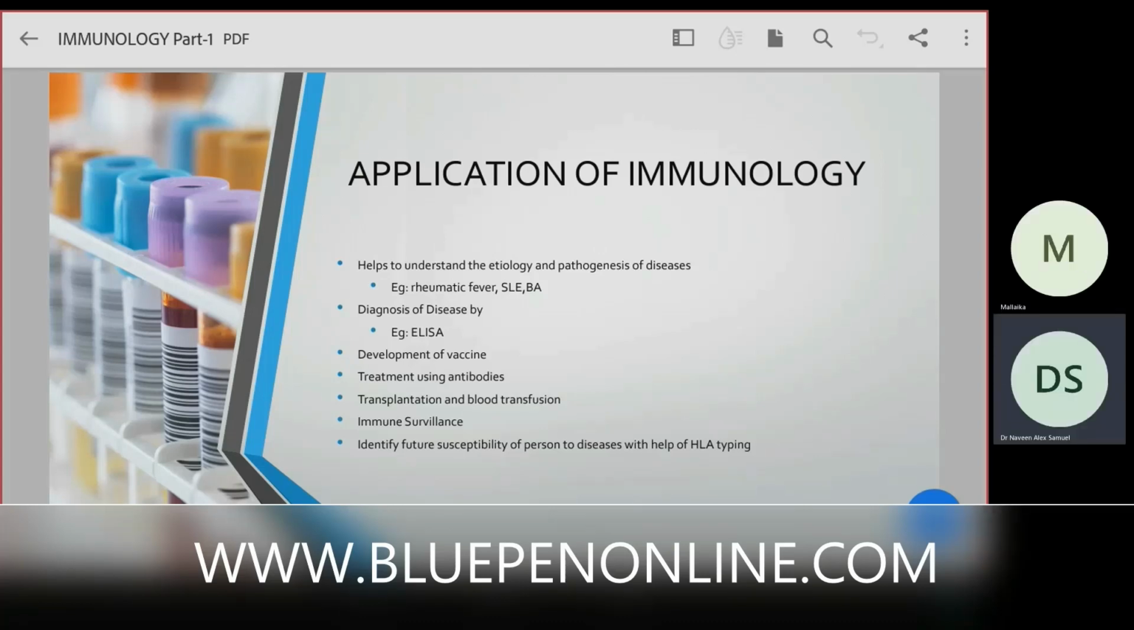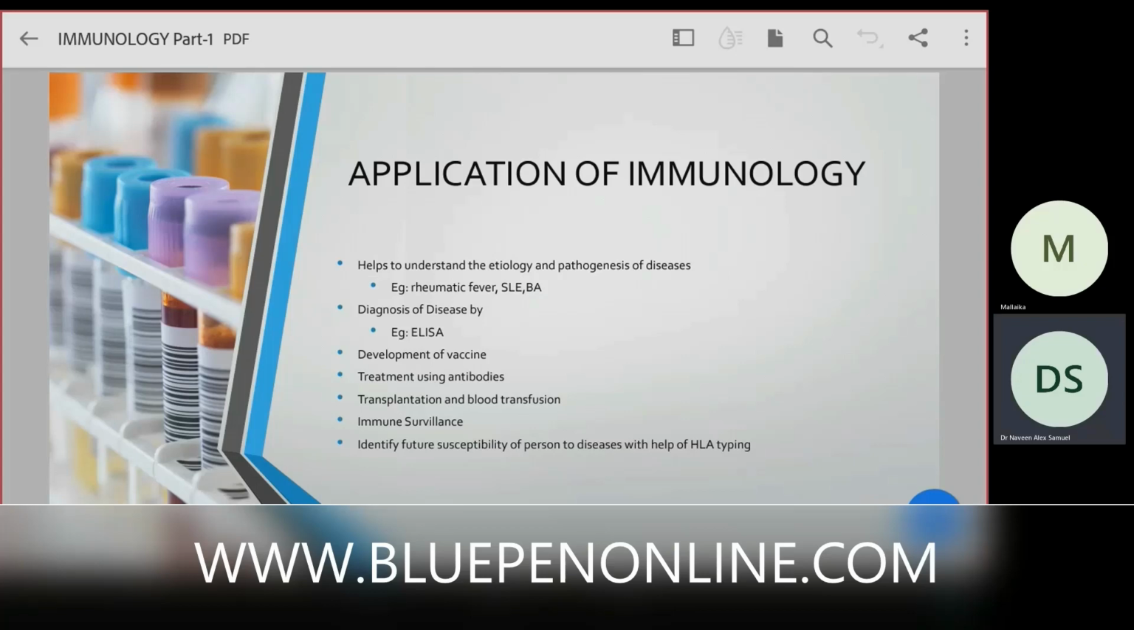Then we apply immunology in the development of vaccines. Most of the vaccines are either live attenuated vaccine or dead vaccine. It also helps in treatment using antibodies, which are mainly immunoglobulins. Then immunology also helps in transplantation and blood transfusion. In transplantation medicine, we screen for any immune reactions, and only then do we do the kidney transplant or the lung transplant.